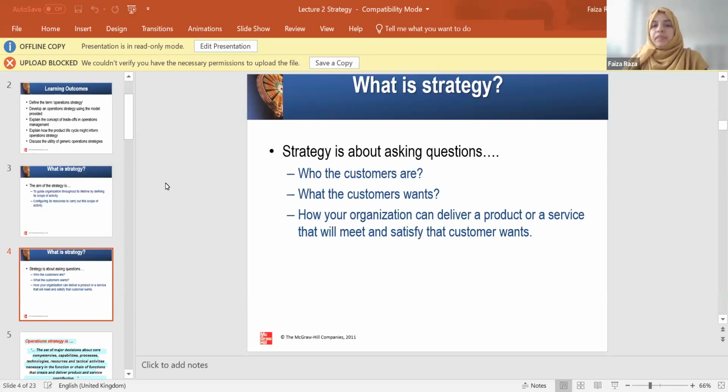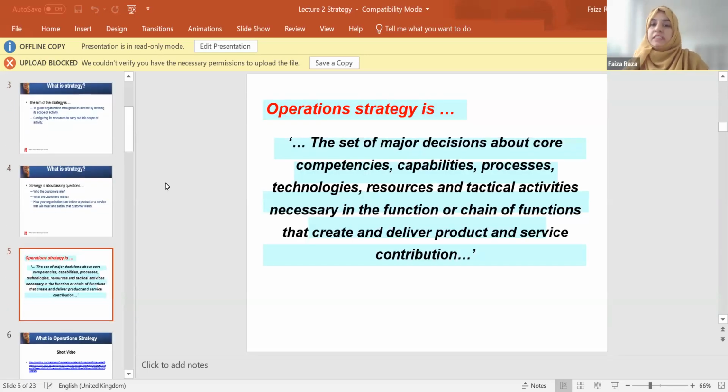Okay, so by definition, operations strategy is the set of major decisions about core competencies, capabilities, processes, technologies, resources, and tactical activities necessary in the function or chain of functions that create and deliver product and service contributions. So from making the product, from developing the product till delivering the product to the end user, all these procedures are basically involving the operations strategy.